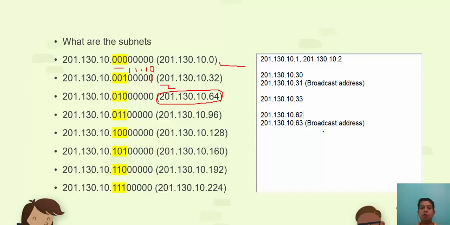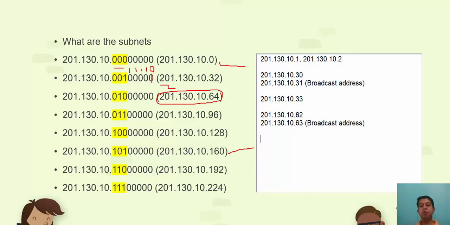So the last usable one would be 201.130.10.62. Clear? So this way you should continue with all. Let me give you the IP address range for one more. Let's take this one. Okay, for this first, second, third, fourth, fifth, sixth.